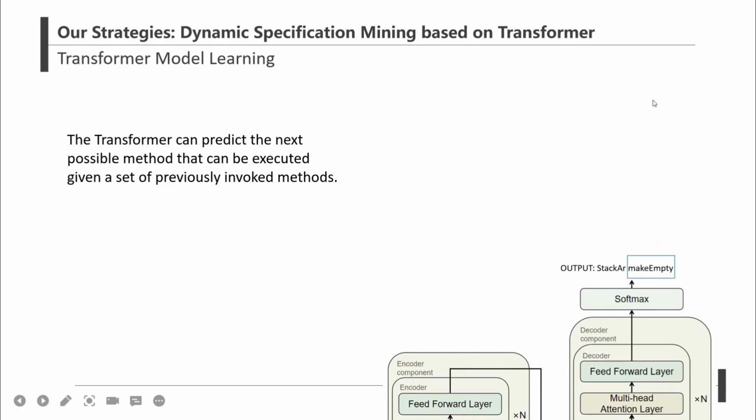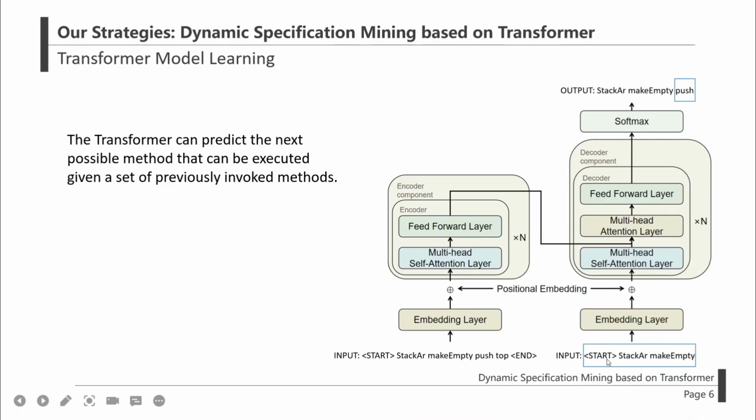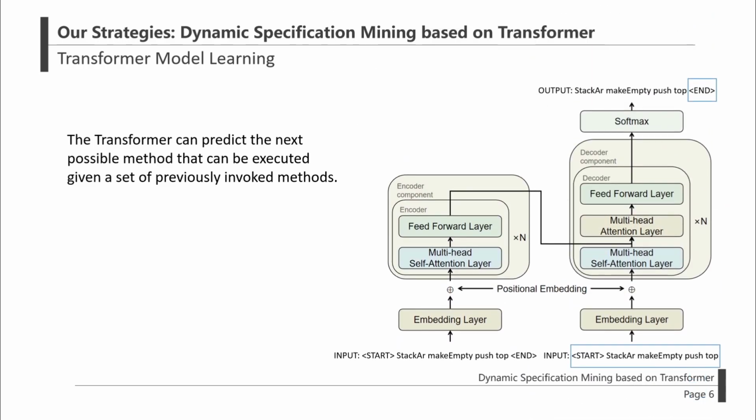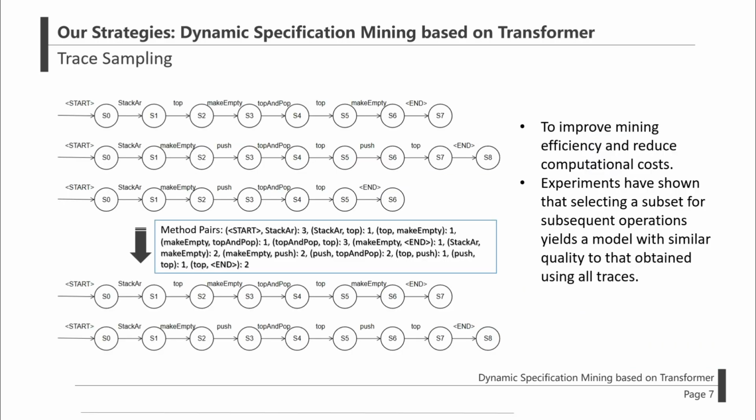The makeEmpty is added to the method prefix for the next round of prediction until the identity end is predicted. This round of prediction ends. The next step is to extract the subset from the execution traces. This step is to improve mining efficiency and reduce computational costs.